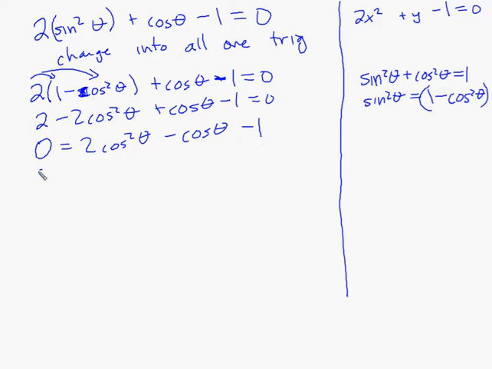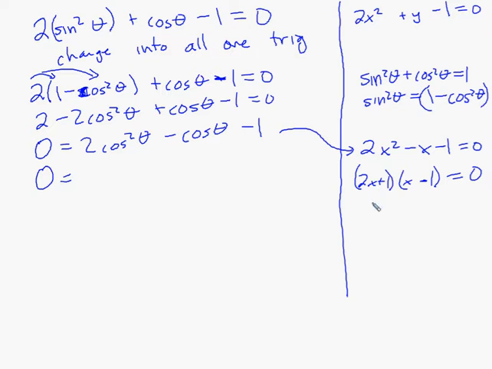Now I'm going to attempt to factor that. It's kind of like having 2x squared minus x minus 1 equals 0. And I can factor that. It'd be like 2x plus 1, x minus 1. It would factor like that. So I'll factor this: 2 cosine theta plus 1, cosine theta minus 1. Now, either this equals 0 or this one equals 0.